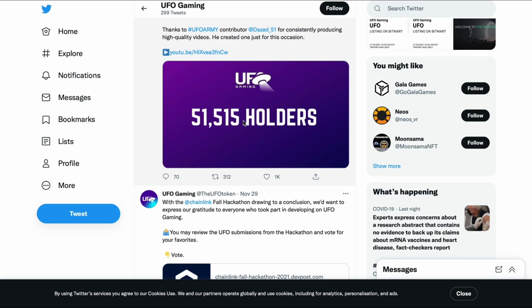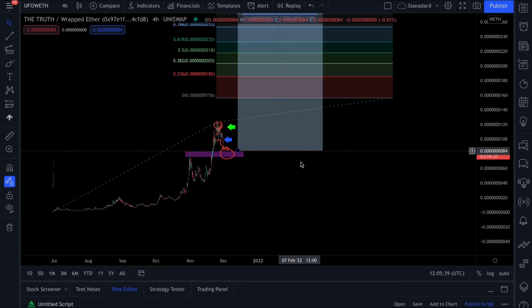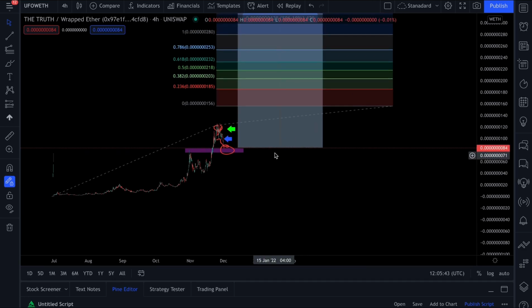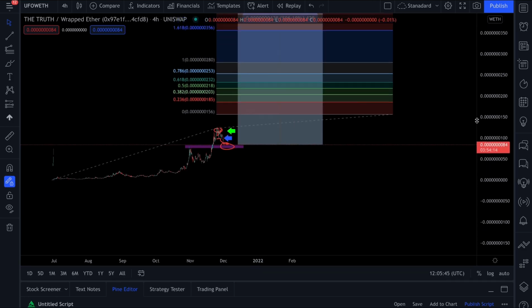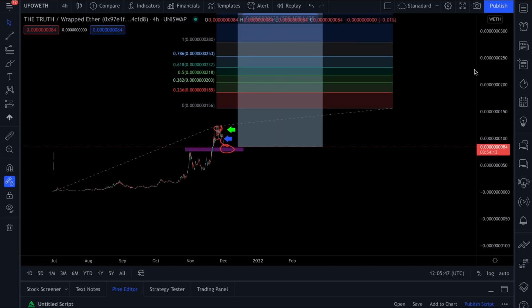Anyway, guys, that's my end of year UFO prediction. Let's see if we can hit that price target. And even if we don't, I don't mind. This is a long-term hold for me anyway. So even if we do hit this price target, it's not like I'm going to sell or anything like that. I'm going to be holding this throughout 2022. And let's see what happens. Is this the new 100x NFT gaming gem? Who knows? But we're going to find out in 2022.